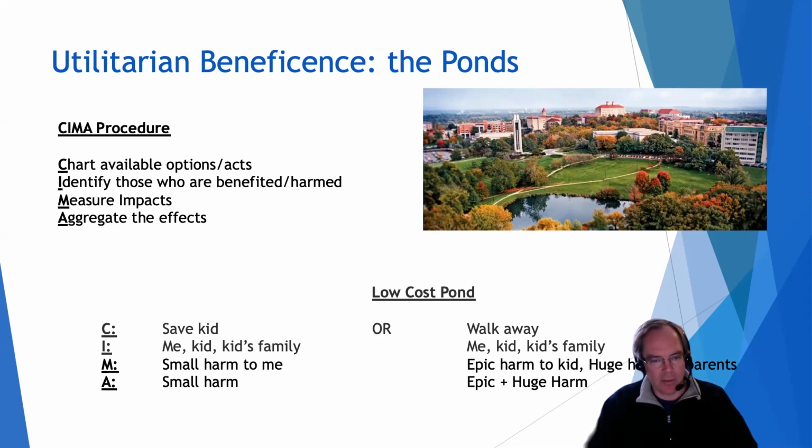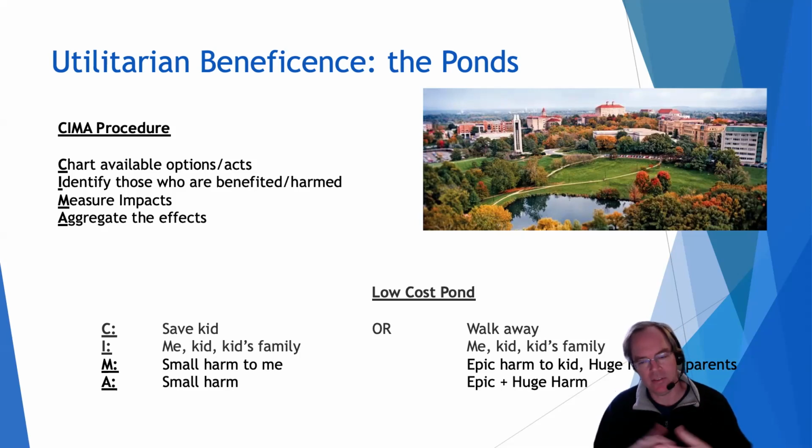And then you aggregate them. So in this case, there's just one, so it's still a small harm. In this case, you would add together the epic harm and the huge harm. And then to figure out which action is right, you look at the bottom, you look at the aggregated, and you say the right action is the one that has the least amount of harm and the most benefit, and the wrong ones are the other ones. So in this case, it's clear that according to this utilitarian theory, walking away is going to be wrong because it creates lots of harm. Saving the kid is going to be good because it does not create as much harm.